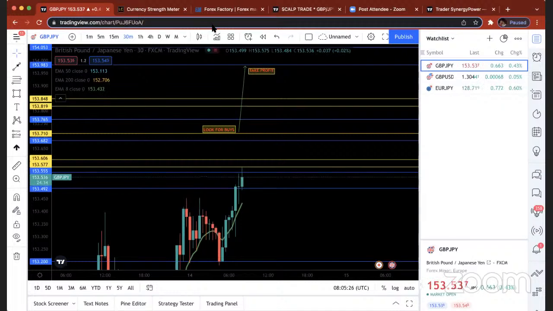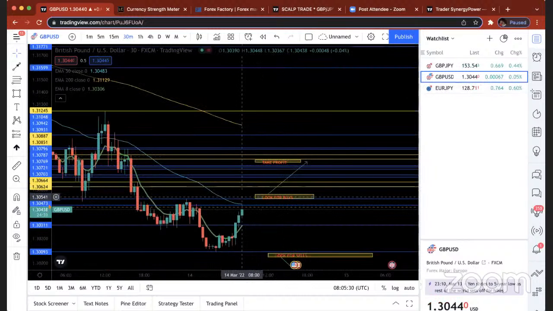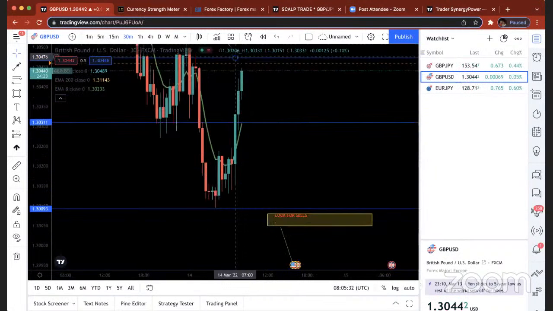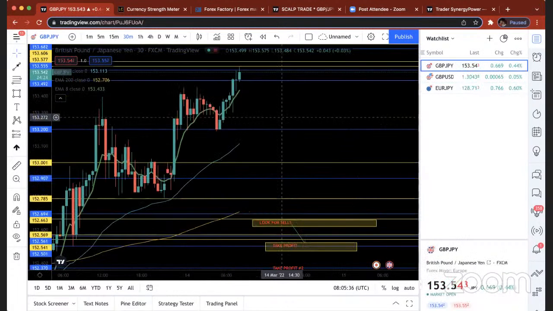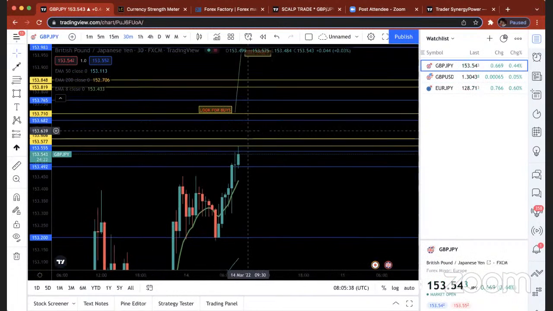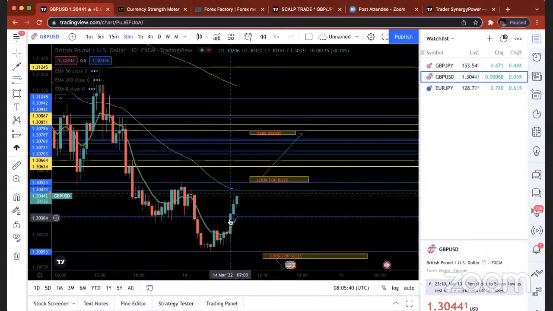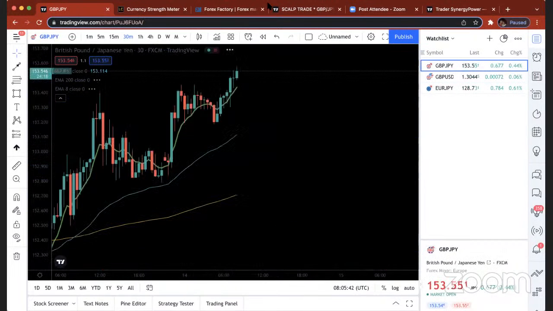Why do I put alerts? So I could pay attention to the charts once price hits there. So you see how I'm looking at GJ and I'm not really looking at GU. Once price hits this area, it'll tell me to look at the chart. If I'm sitting here staring at GJ, GU could be running and I'd miss the trade because I don't have an alert.